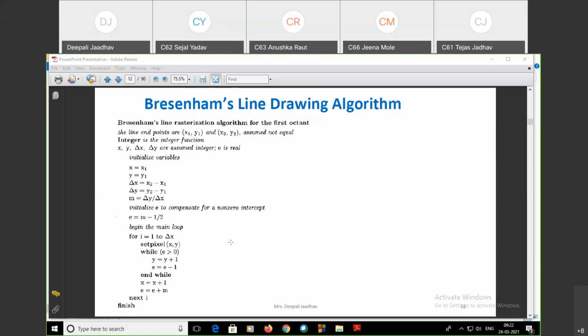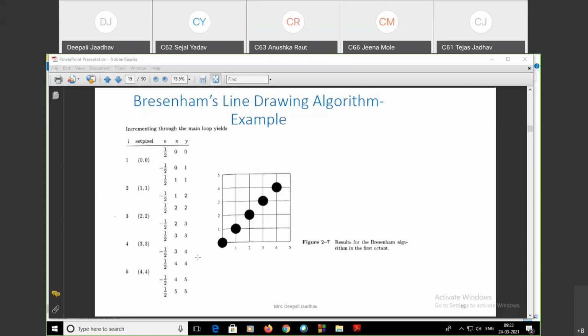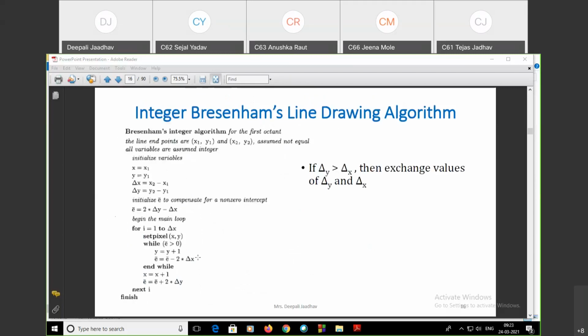So instead of that, for implementation purposes, we use Bresenham's integer line drawing algorithm. If you want to implement the simple Bresenham's line drawing algorithm, that is okay, but for implementation, the integer Bresenham's line drawing algorithm is a simple one. So Bresenham's integer algorithm for the first octant is given here with x1, y1, x2, y2. Assume that both points are not equal, correct?